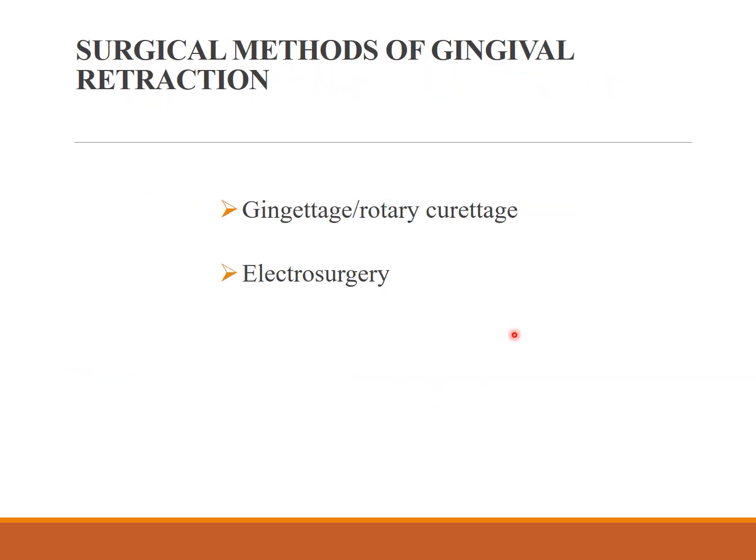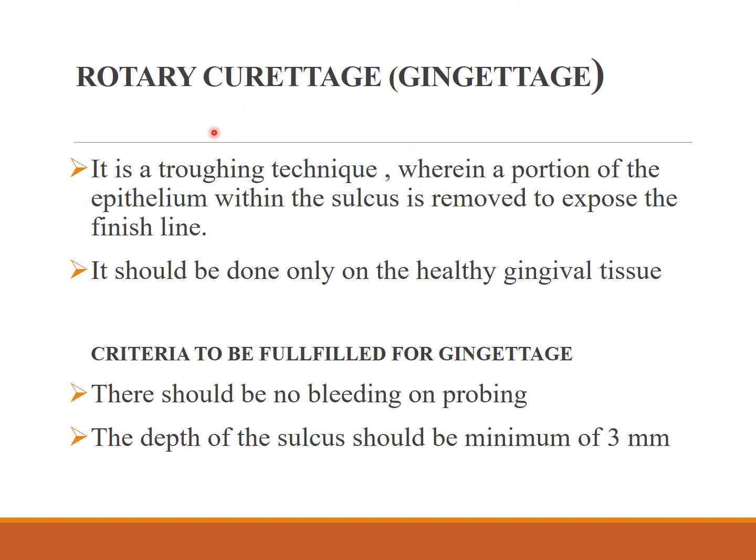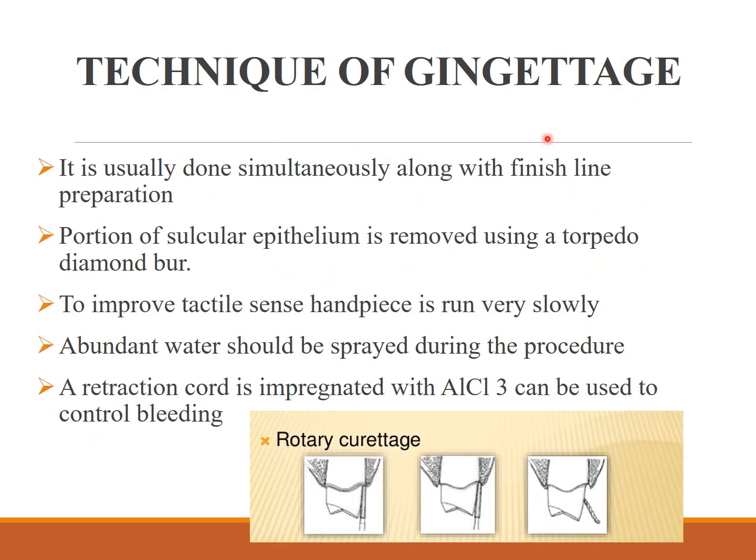Surgical methods of gingival retraction. The surgical methods are gingettage, that is rotary curettage, and electrosurgery. Rotary curettage is a technique wherein a portion of the epithelium within the sulcus is removed to expose the finish line. It should be done in healthy gingival tissues. The criteria should be that there is no bleeding on probing and the depth of the sulcus should be within limits. The technique of rotary curettage is usually done simultaneously along with the finish line preparation.